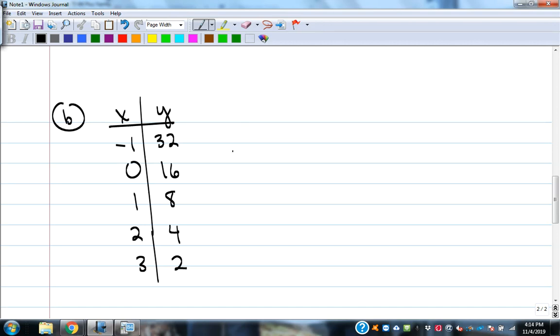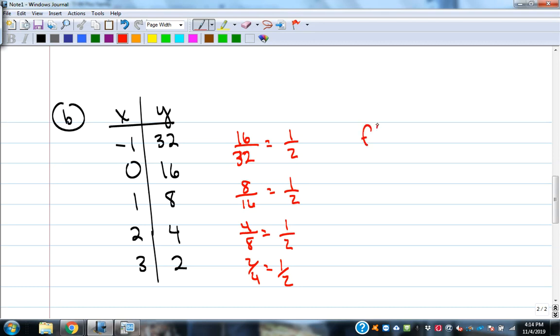So if we look at the common ratio, the way we're going to do that common ratio is going to be 16 over 32, which would be 1/2, and then 8 over 16, still 1/2. 4 over 8, still 1/2, and 2 over 4, still 1/2. So we know that for our function, the a value is 1/2. And then we can use any of the ordered pairs we want to find out what c is.